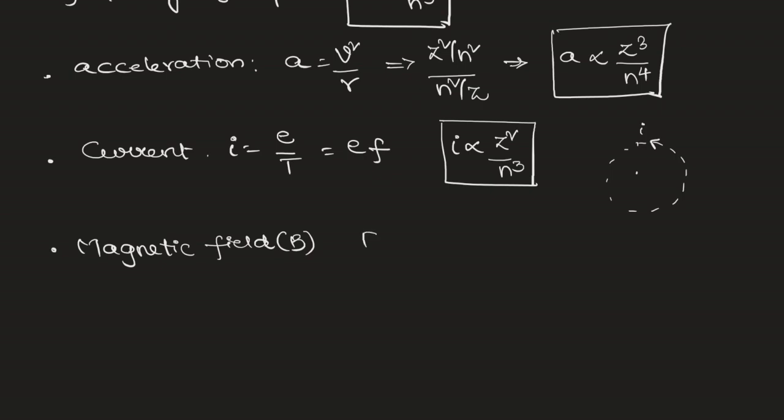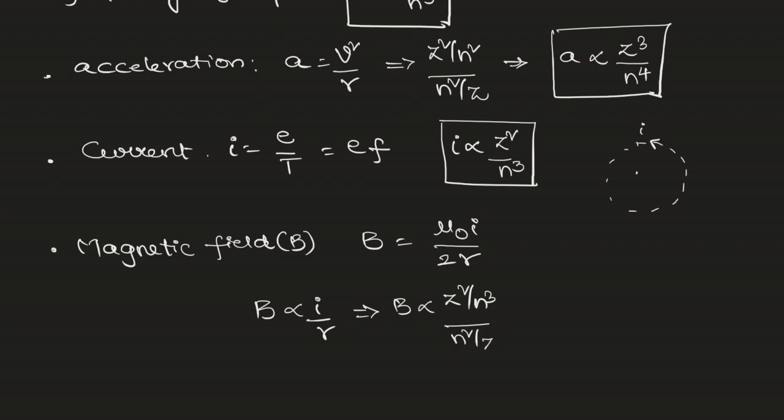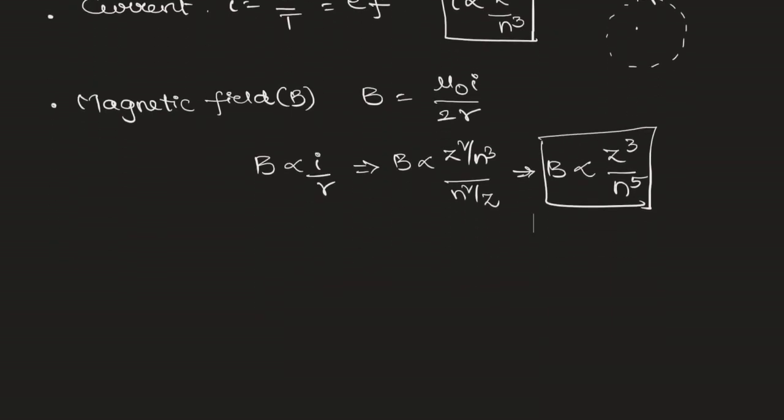Magnetic field due to a current carrying loop is given as mu naught I by 2r. So B is proportional to I by r, where I is proportional to z square by n cube, and r is proportional to n square by z. So B is proportional to z cube by n power of 5. And after magnetic field, they may ask you about de Broglie wavelength.